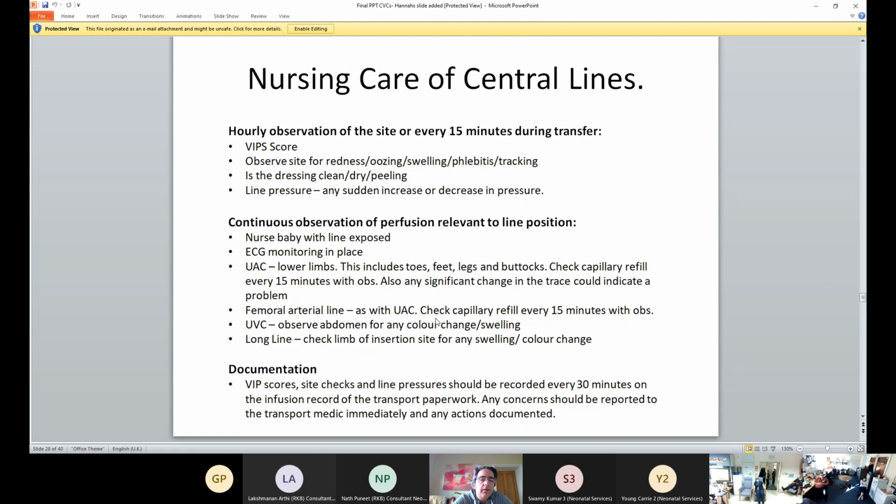So that will be your VIP score, your visual infusion phlebitis score, that we do for all central and peripheral lines. Observe the site for redness, any oozing, swelling, phlebitis or tracking. If you notice any of this, then you need to give the site an extra check to make sure that everything is still okay. Follow the VIP score chart that is within our notes for guidance on what to do based on the VIP score or any phlebitis or tracking that you see.